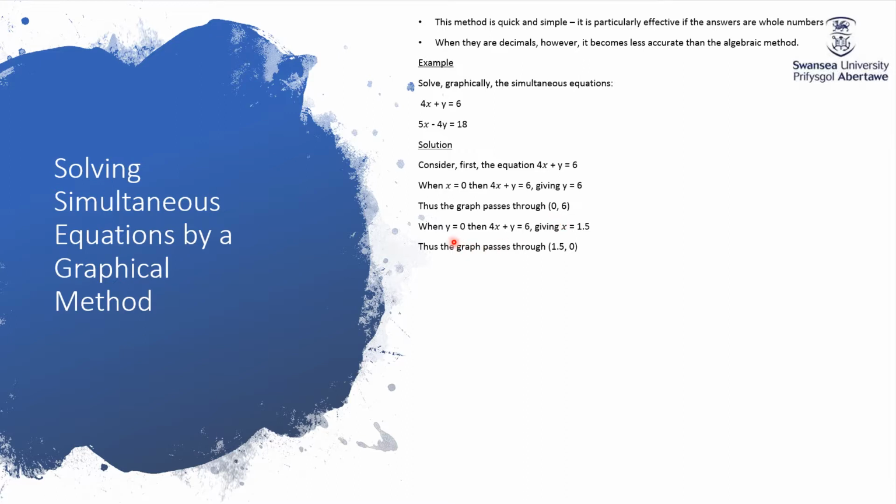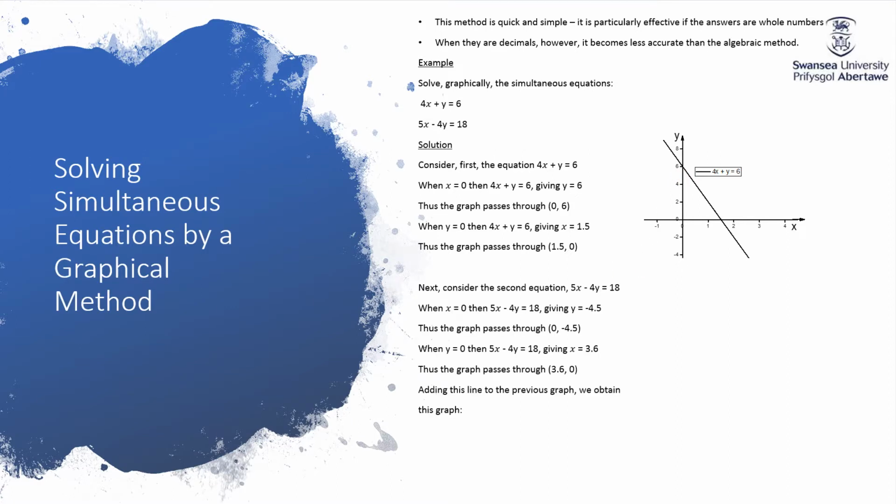Now if we do the same for when y equals 0, that gives us 4x plus y, which you know is going to be 0, equals 6. So therefore that gives us 4x is going to equal 6, giving us x equals 1.5. Therefore we know the graph will pass through the point (1.5, 0). If we simply plot that, this is the end result. As you can see, the (1.5, 0) point here and the (0, 6) point here.